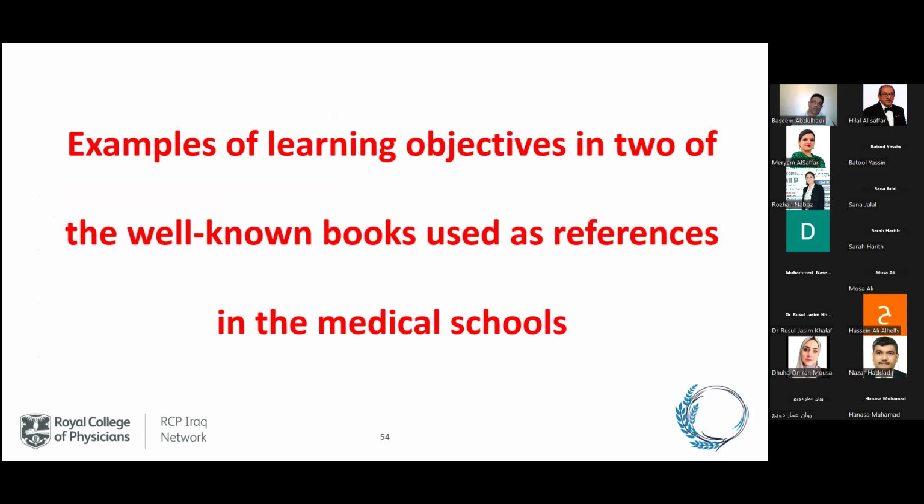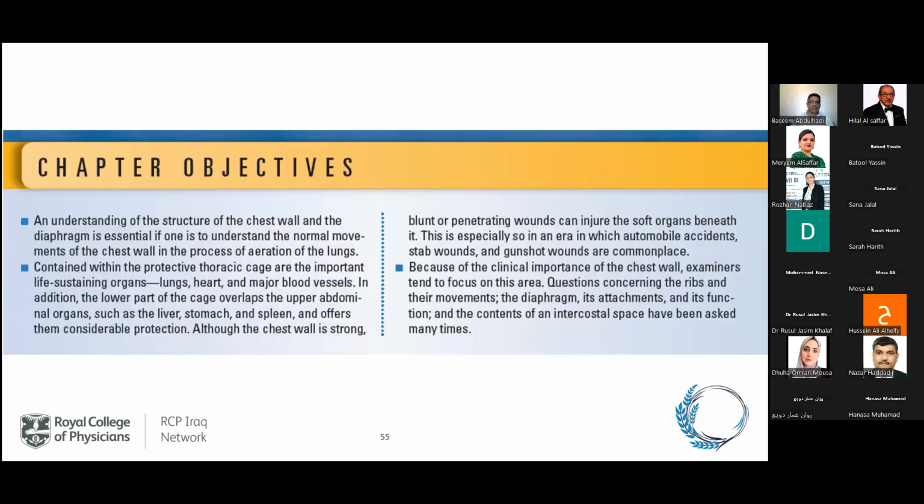Some of them are good, some of them are bad. Examples of learning objectives in two of the well-known books used as references in the medical schools. Everyone knows Snell's Anatomy, and here we can see the chapter objectives. We don't have any action verbs. It is just statements. You can see the first, contained within the protective thoracic cage are the important life-sustaining organs: lungs, heart, and major blood vessels. In addition, the lower part. So there are no action verbs. It cannot be measured. It cannot be evaluated.